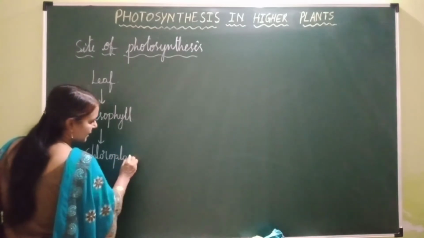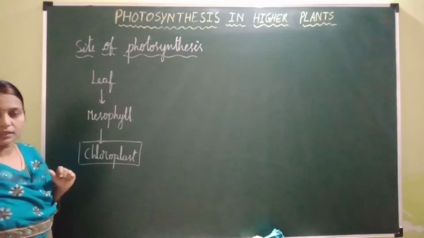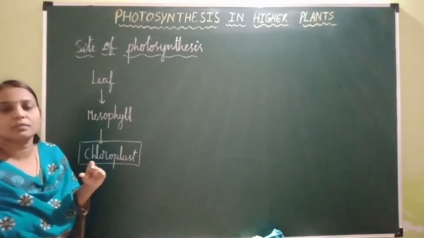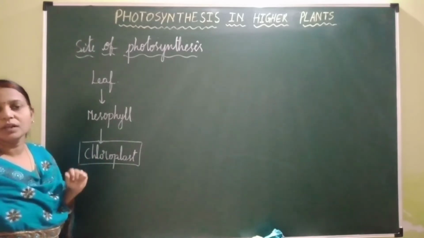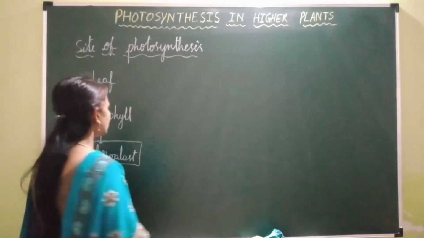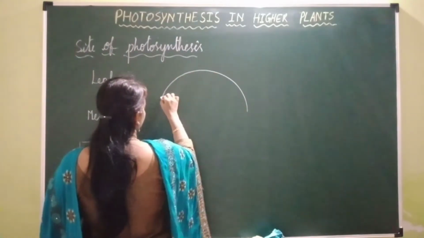So this chloroplast is the main site of photosynthesis. This is the organelle of photosynthesis. It is involved in synthesizing the food required by the plant, and hence this chloroplast is also called the kitchen of the cell. Okay, now let's study the details of this chloroplast in brief.